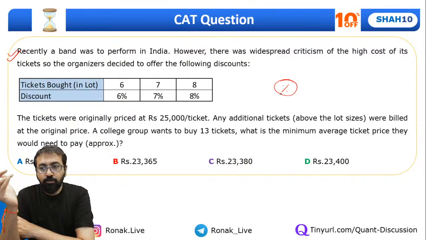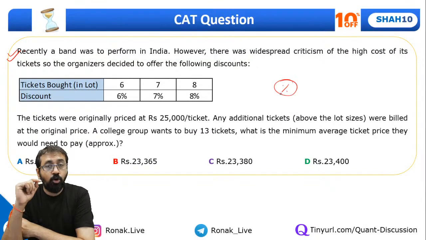Then if you buy 7 tickets together, then on each ticket you will get 7% discount. If you buy 8 tickets, then you will get 8% discount on each ticket.